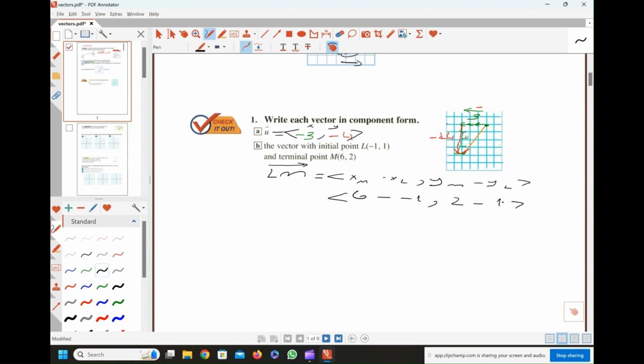So take the x value for M and subtract off the x value for L, right? For both x and y, you do the same. So for the x component, 6 minus negative 1, 6 plus 1, which is 7, comma, 2 minus 1, 1. So 7, comma, 1 in angle brackets will give you the vector LM in component form. So this is the first way of expressing vectors.